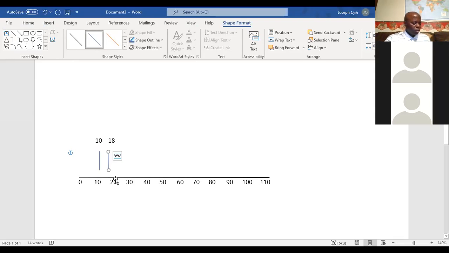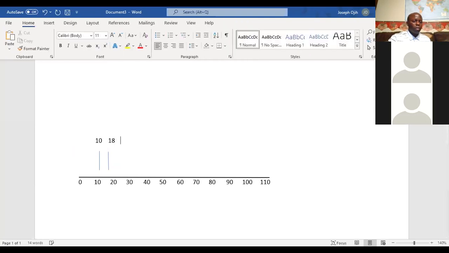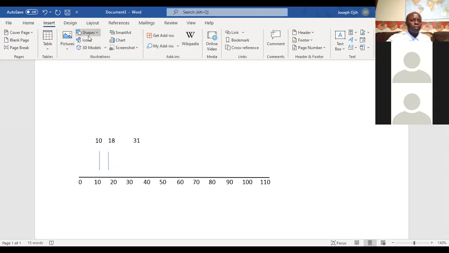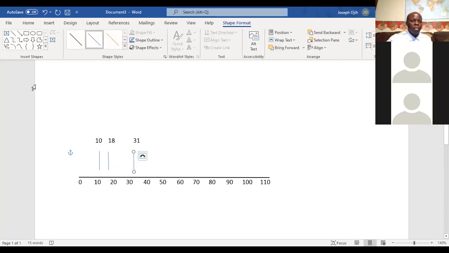Then Q3 is 31. 31 should be around here, so I'm going to go all the way down here. 31. That's going to be our Q3. My diagram will not be as perfect as the one you have in the textbook. Now you can join this to form the box plot.